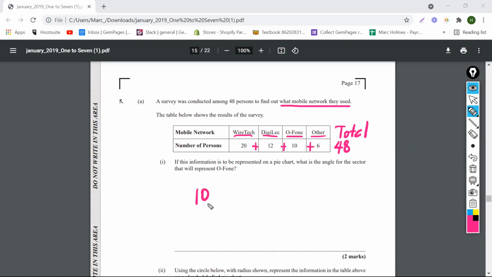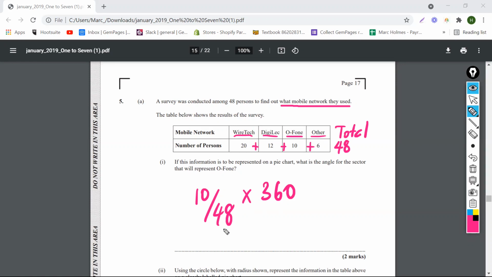So Ophone is 10 out of 48. I would just multiply that by 360 and we would get our answer. And I think 360, can 48 go into 360, guys? I think it can. 360 divided by 48. Not completely.